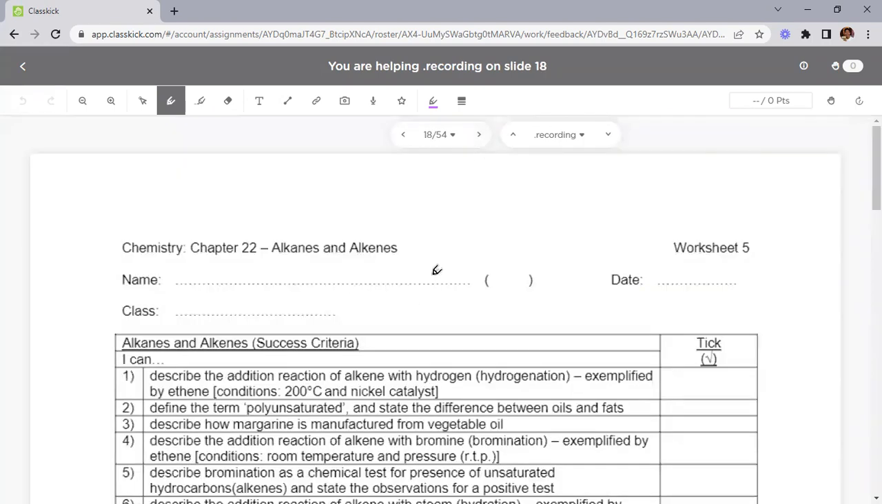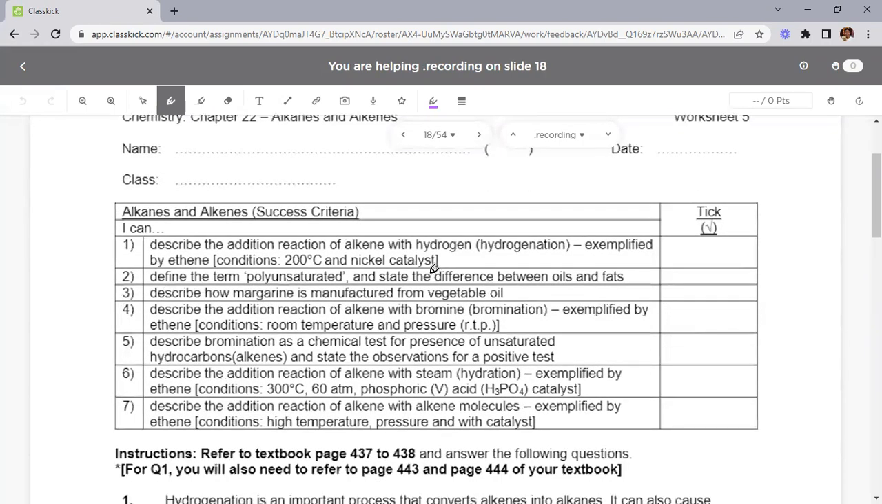Let's press on. In this worksheet, we're going to cover all the reactions: hydrogenation, bromination, hydration, and lastly, the addition reaction of alkene with alkene molecules, which is your addition polymerization. We're going to go into each of these reactions in more detail. So let's start.